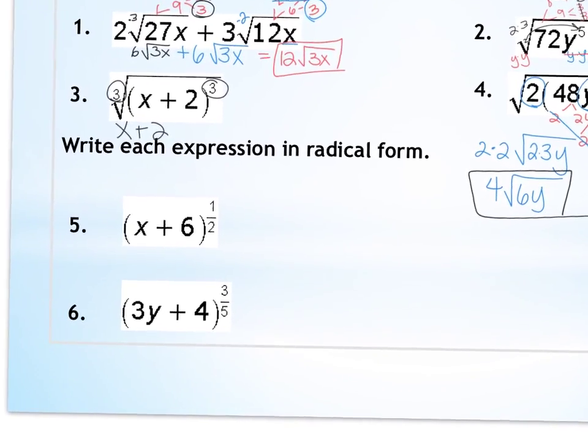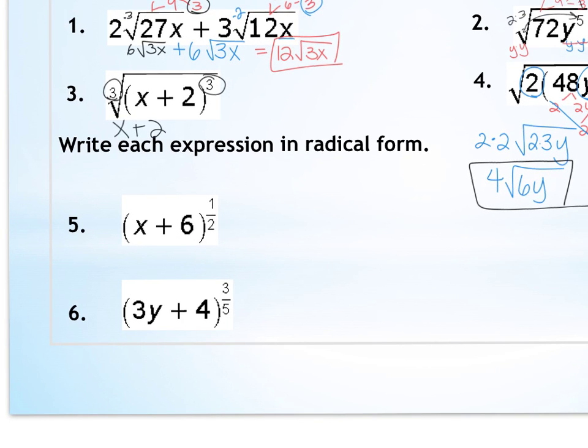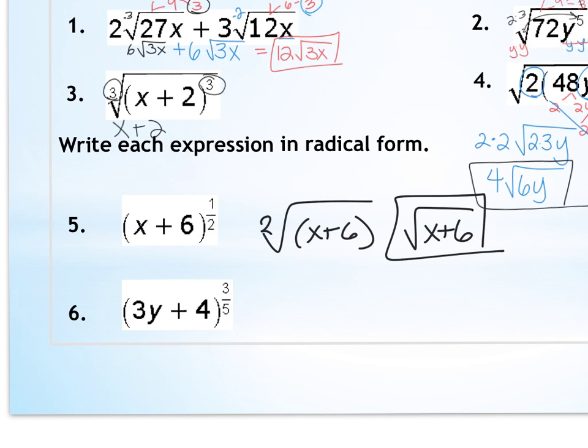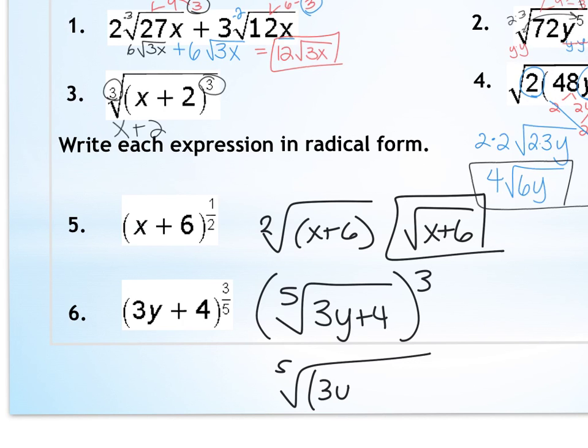Okay, and then these are writing the expression in radical form. So remember, and most of you got this right on the quiz. I think there's like one I found where we reversed it. Remember, what happens to the bottom number in the exponent? Slides to the left. So this becomes 2 root x plus 6 raised to the first power, which is the square root of x plus 6. And then for 6, this is the 5th root of 3y plus 4. And I can either raise the whole thing to the third power or just what's underneath. Both of these answers would be right. So remember, the bottom slides over to the left and the top drops down to become the exponent.